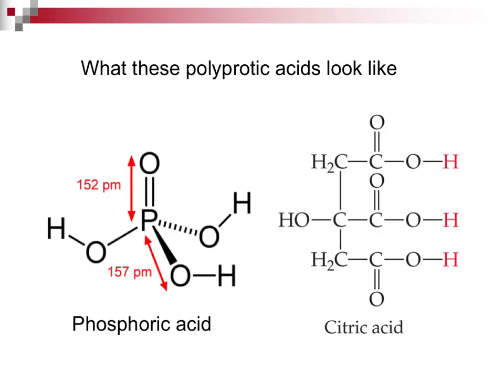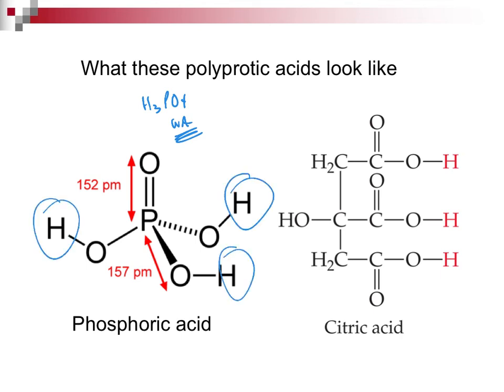What do these things look like? I think that's an important thing. Phosphoric acid, you've seen H3PO4 before. You know it is a weak acid. This is its actual structure, and it can lose all three of these hydrogens. How about something like citric acid? That's an additive in food. This is what it looks like. These are the hydrogens that can be lost.